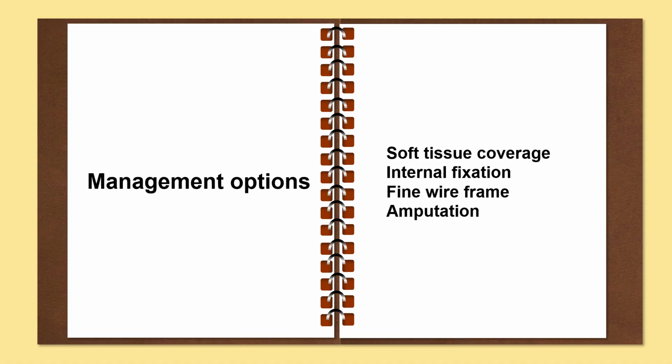For me, there is no role of amputation here, because the skin is defective and because of the hyperpigmentation of the skin indicating chronic pathology. Since he's an uncontrolled diabetic, the vascularity may not be very good. It may be jeopardized because of the diabetes. Soft tissue coverage may not be successful in this case. And there is definitely no role for internal fixation here. We are left with the fine wire frame, that is Ilizarov frame fixation.